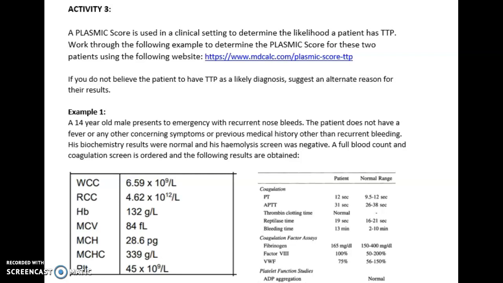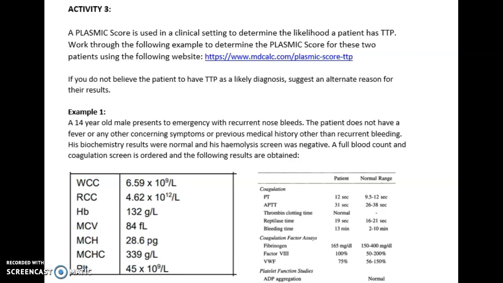So let's have a look at the first example. The first one I kind of made up on the spot, and that's why some of the things aren't there for the PLASMIC score. So a 14-year-old male who presents to emergency with recurrent nosebleeds. The patient does not have a fever or any other concerning symptoms or any previous medical history other than recurring nosebleeds. His biochemistry results are normal.